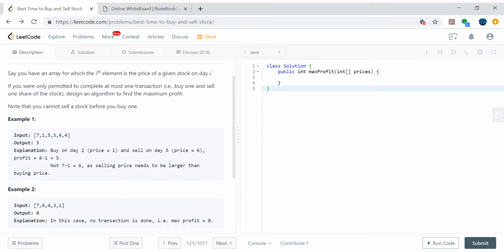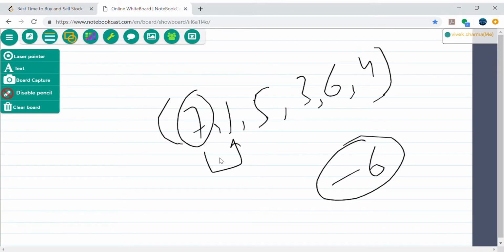Today we will cover this interesting problem called best time to buy and sell stock. In this problem we have been given a couple of prices, and we can make at most one transaction, as mentioned in the question itself. This transaction means we can buy one stock and sell one stock, at any given point of time. I just copied this array onto the whiteboard itself.